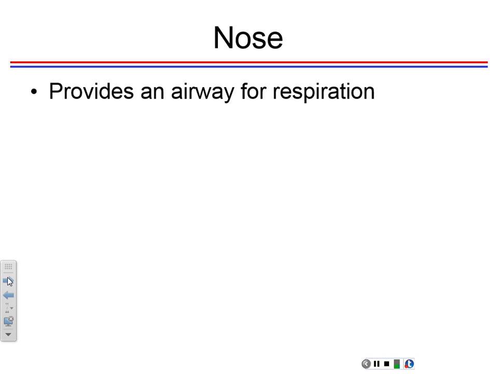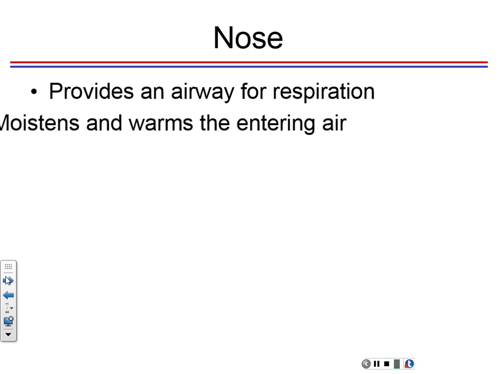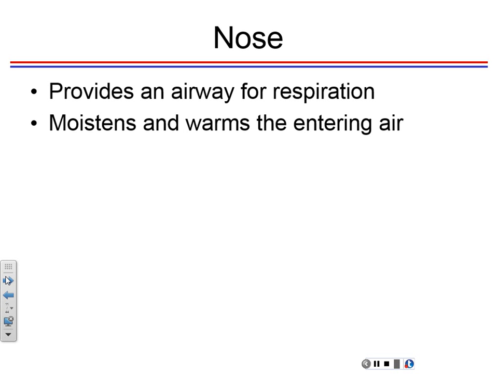So the nose provides an airway for respiration. You breathe in, so that's the deal. It moistens and warms the air up. It has to go to 37C. That's why when you breathe the air out, especially when it's cold like it is now, what happens? You see the vaporizing, because the air is colder, so it condenses.